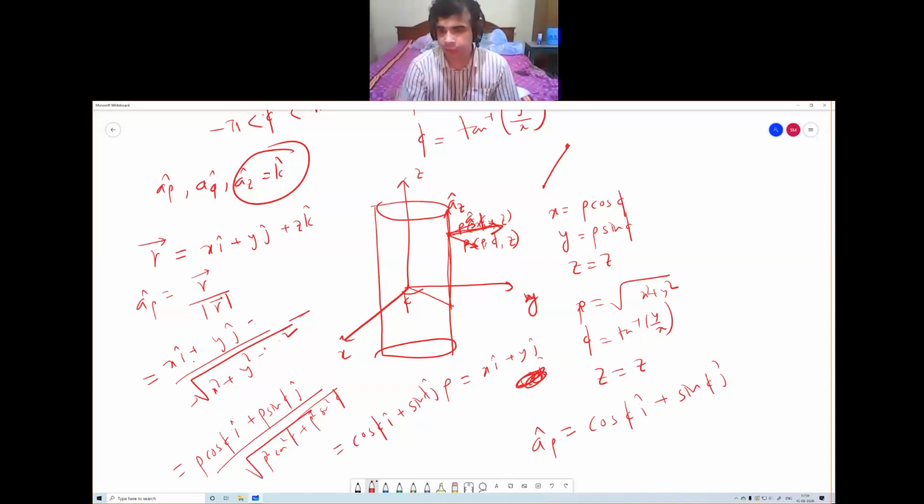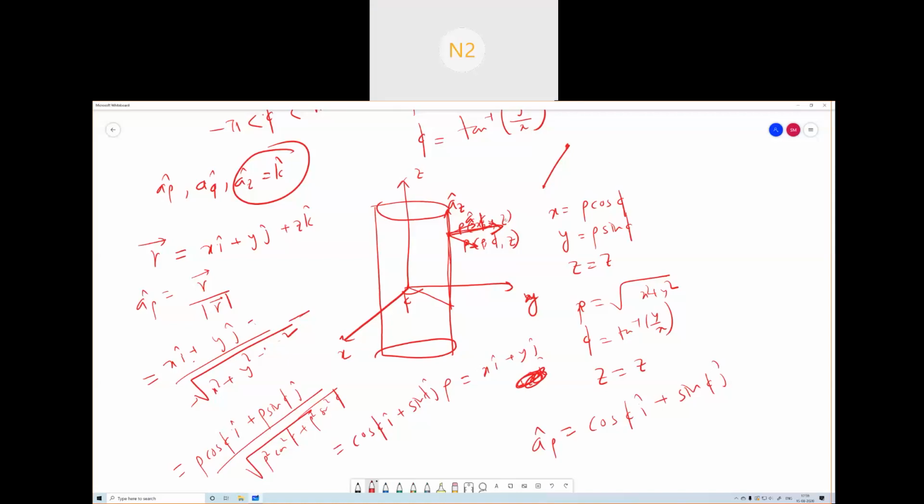This rho vector is parallel to the xy plane. Is it okay? Here it will not be there.